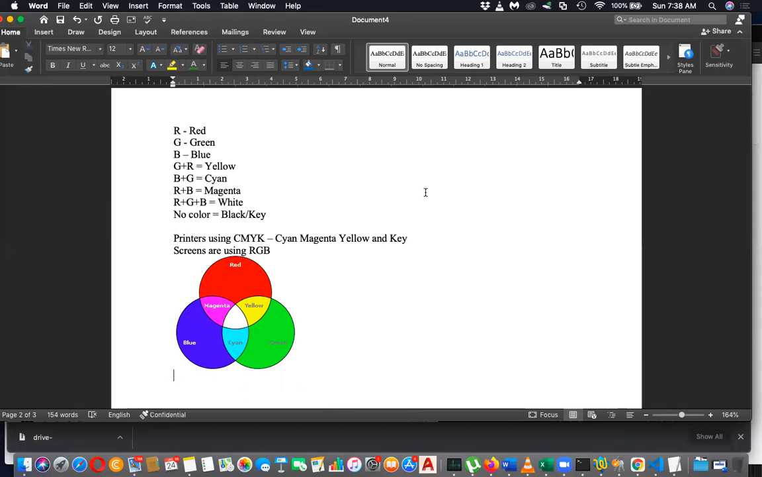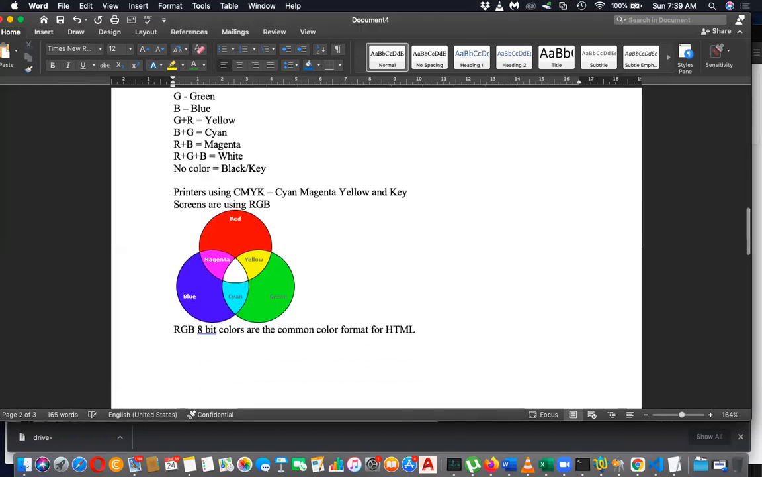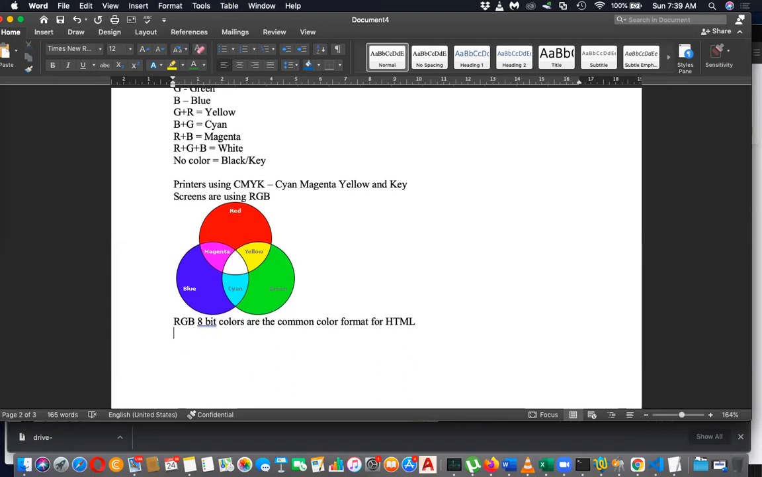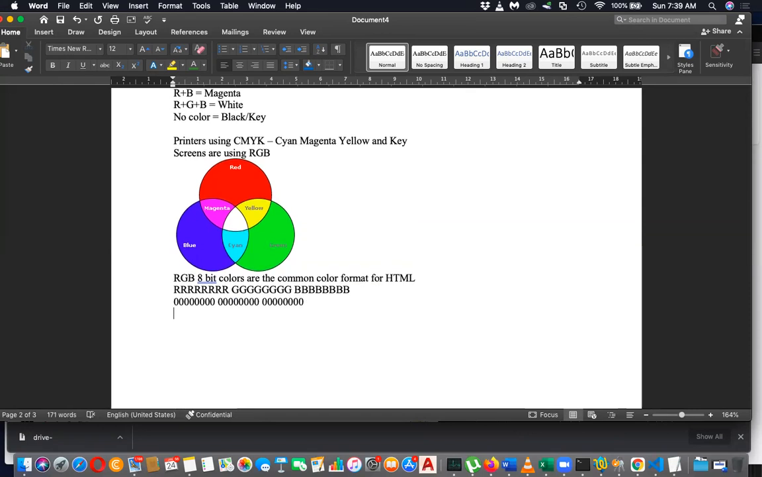Right, normally for HTML, RGB 8-bit colors are the common color format. 8-bit means you have 1, 2, 3, 4, 5, 6, 7, 8 for red, 1, 2, 3, 4, 5, 6, 7, 8 for green, 1, 2, 3, 4, 5, 6, 7, 8 for blue. So it can be all zeros. So can you tell me the number in hexadecimal, please? If it is 808080, what is the number in hexa?